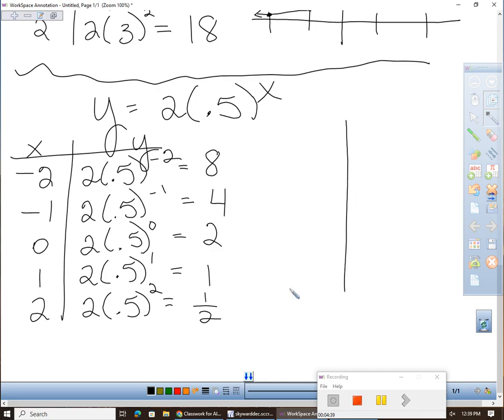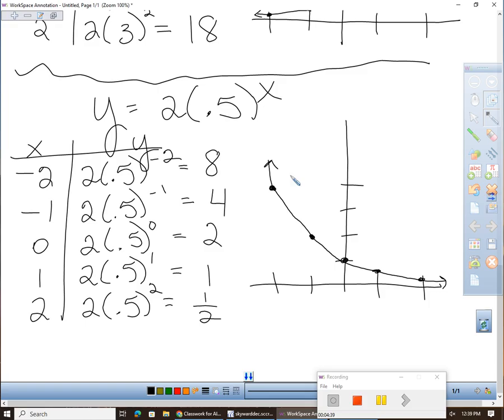All right, again, I'm going to make an upside down T, 2 dashes to the left, 2 dashes to the right. This time my largest number is 8. So 2, 4, 6, 8. You can count however you want, whatever works for you. First one I have is -2, 8. So I go to the left 2 and up to my 8. -1, 4. 0, 2. 1, 1. And 2 and up 1/2. Then I connect my dots. You can see this is decreasing and getting closer and closer to the x-axis.